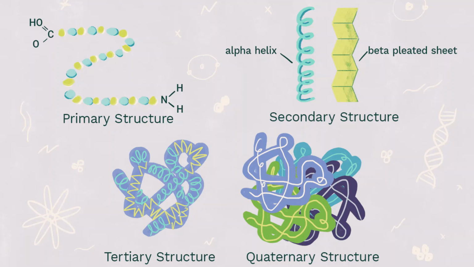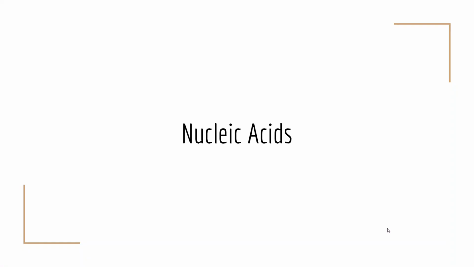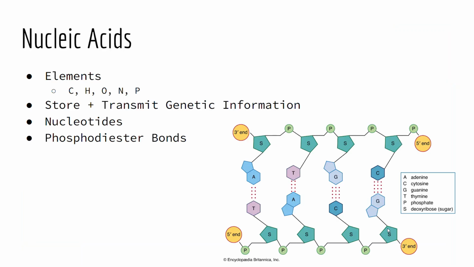Together. Next, let's talk about nucleic acids. Nucleic acids are made out of carbon, hydrogen, oxygen, nitrogen, and phosphorus, and their function is to store and transmit genetic information. The monomers of nucleic acids are called nucleotides, and the bonds between these nucleotides are called phosphodiester bonds.